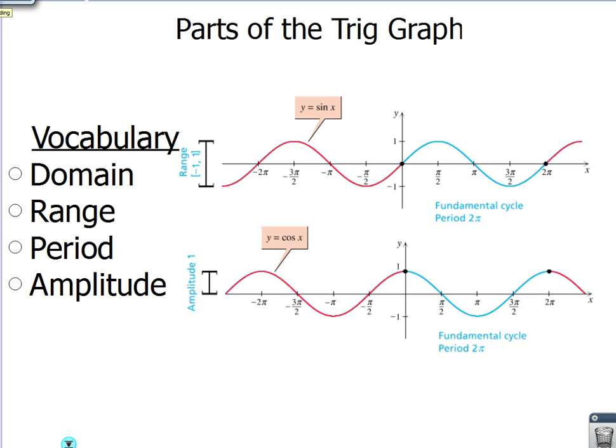So the parts of your trig graph: domain, range, period, amplitude. You need to know this fairly well. So here you have a picture of your sine and cosine graph.